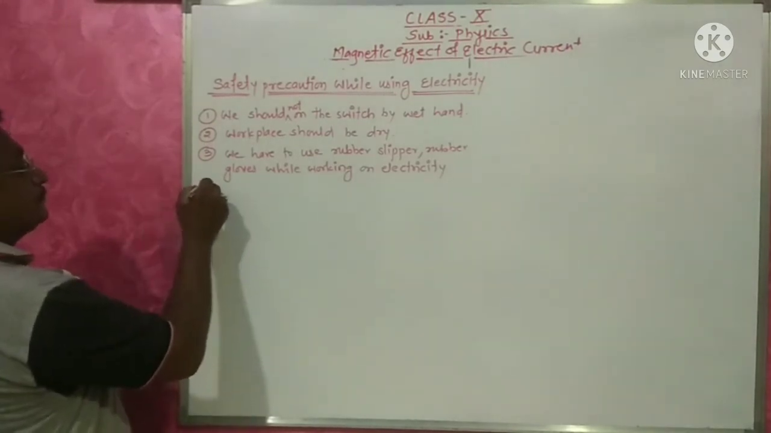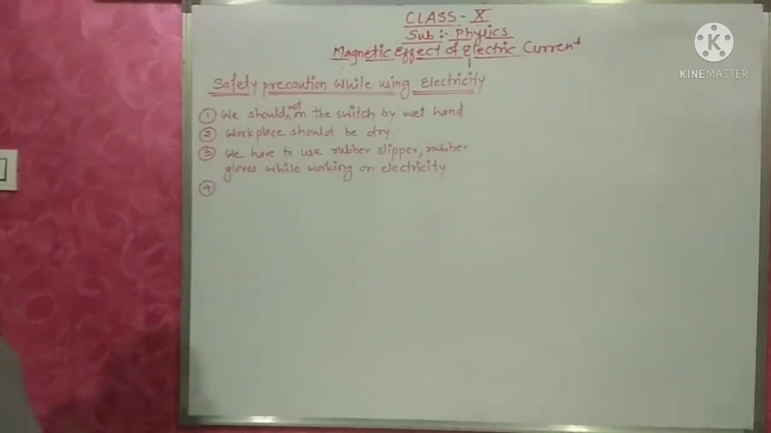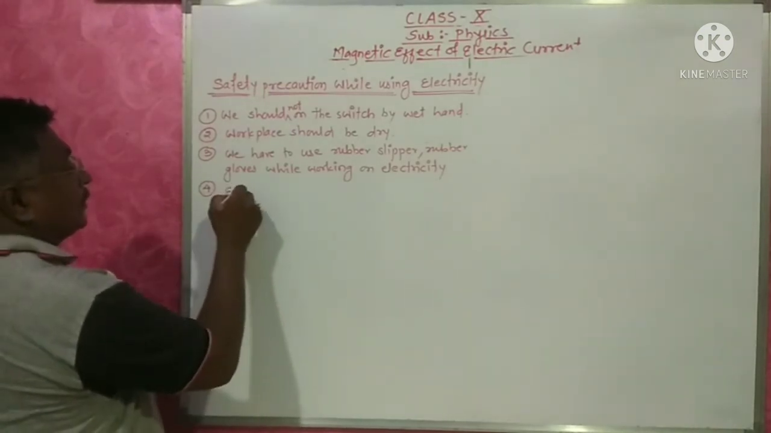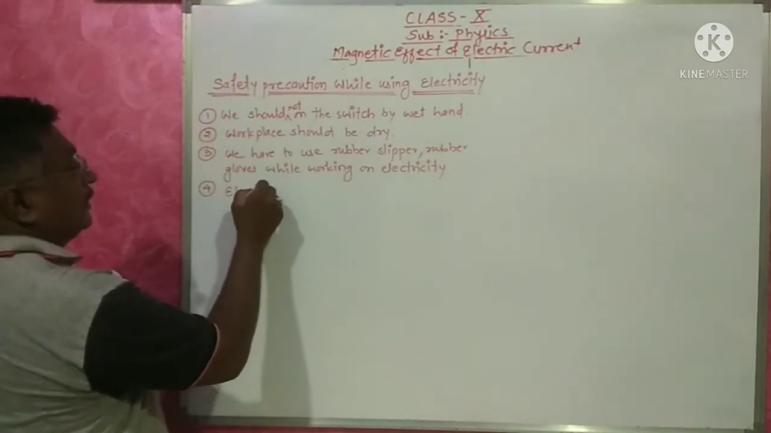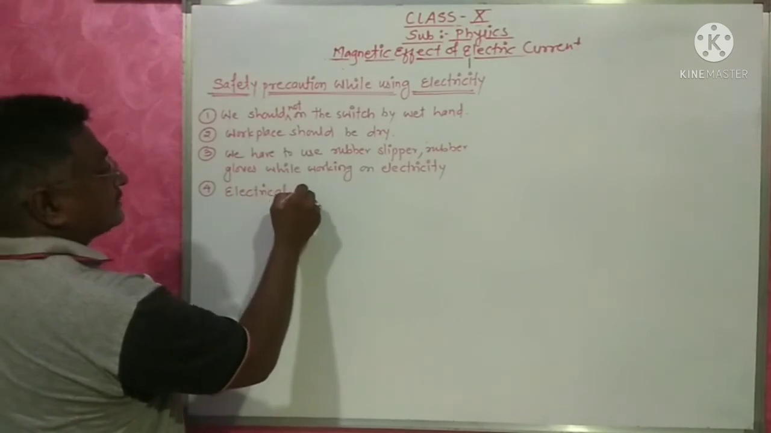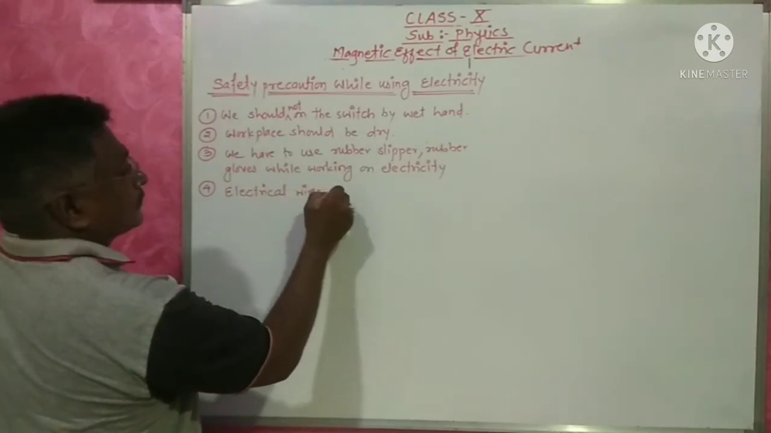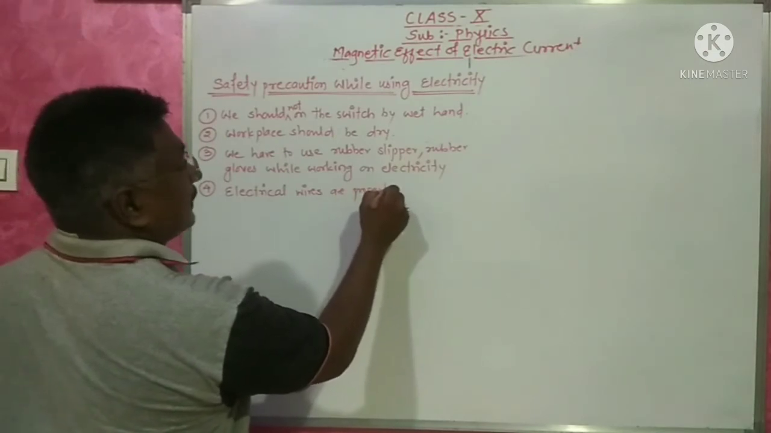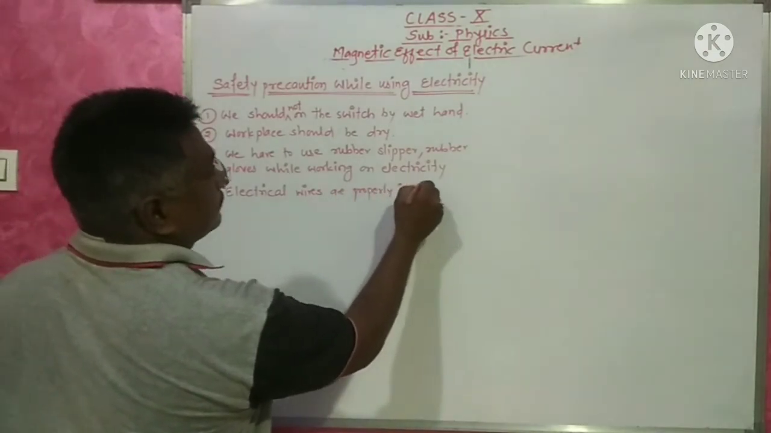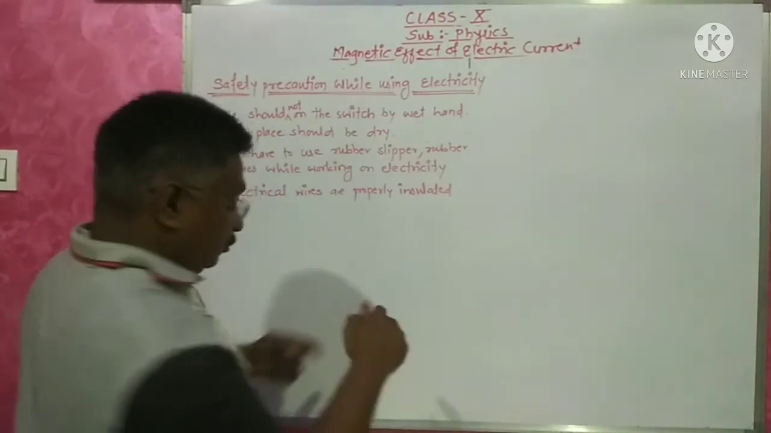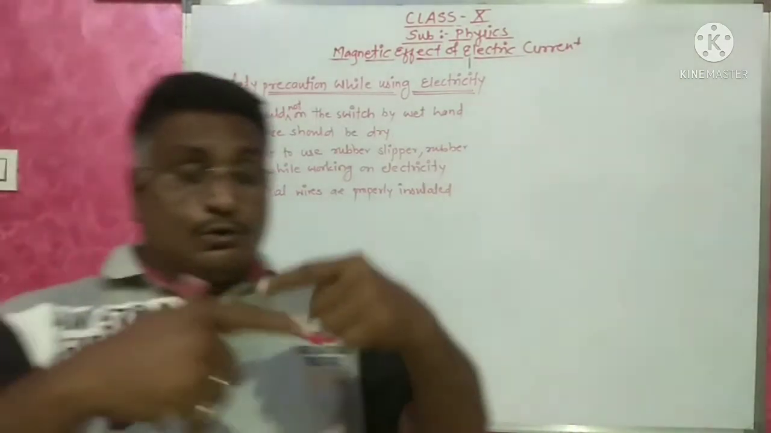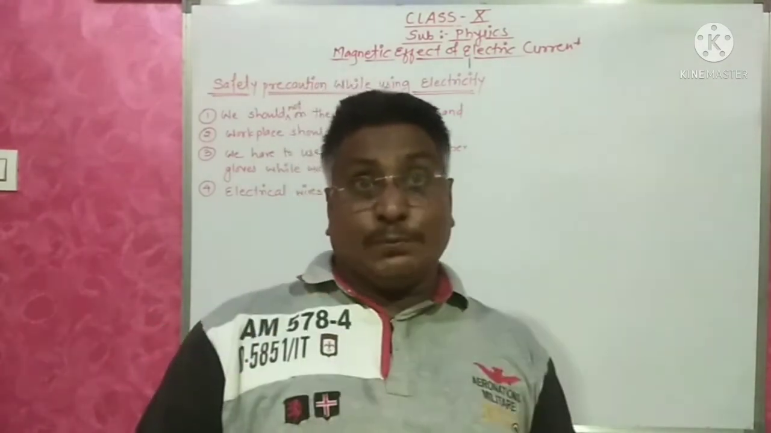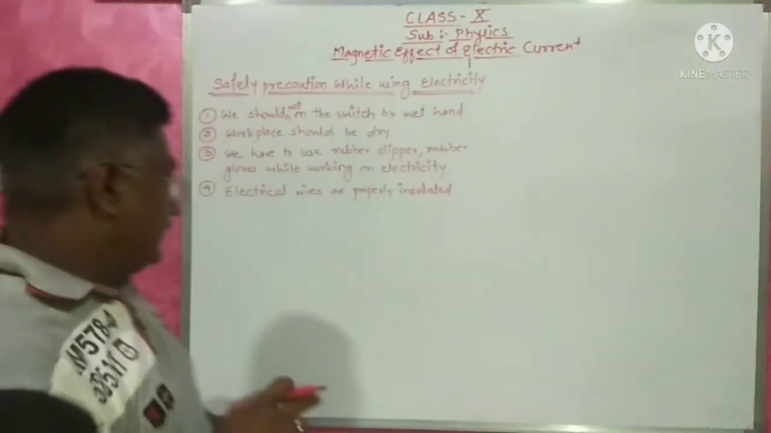Then, electrical wires should be properly insulated. Whenever we are joining two wires, insulation tape has to be wrapped so the wires are properly insulated.